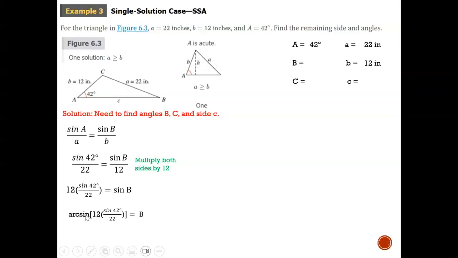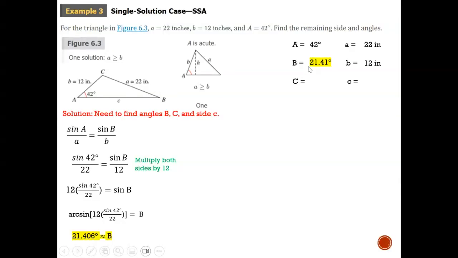When you put it into the calculator, guys, you're going to put inverse sine, which is the arc sine, and then open parentheses. Then you're going to put 12, open another parentheses, sine of 42 degrees, close parentheses, divided by 22, and close it again. It's going to give you something like 21.406 degrees. I want you to round off to 2 places, so B equals 21.41 degrees.